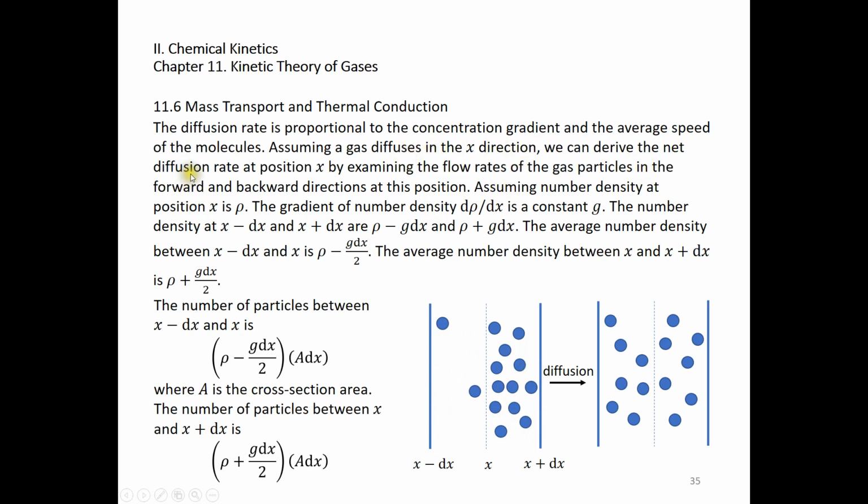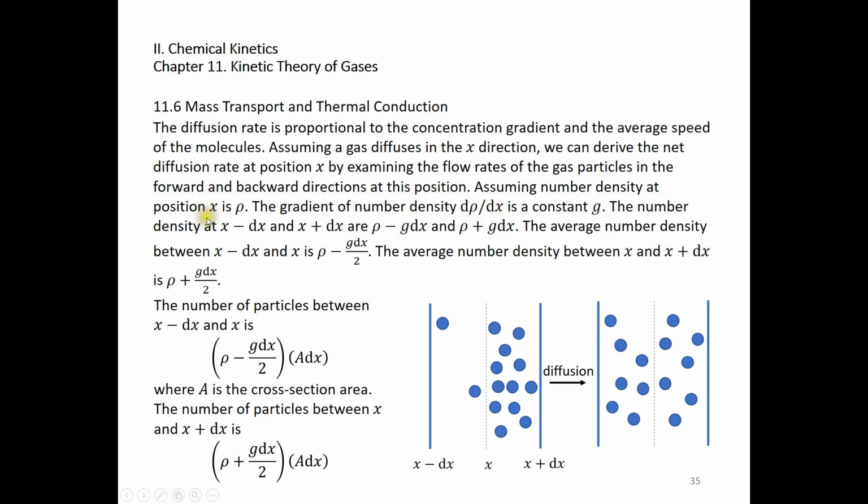Let's derive the net diffusion rate at the position x. We will examine the flow rate of the gas particles in the forward direction and also in the backward direction, and we'll take the difference. That's going to be the diffusion rate. We'll assume the number density at position x is rho. And we're going to assume the gradient of the number density is a constant. We're going to use g for that gradient, which is d rho over dx.